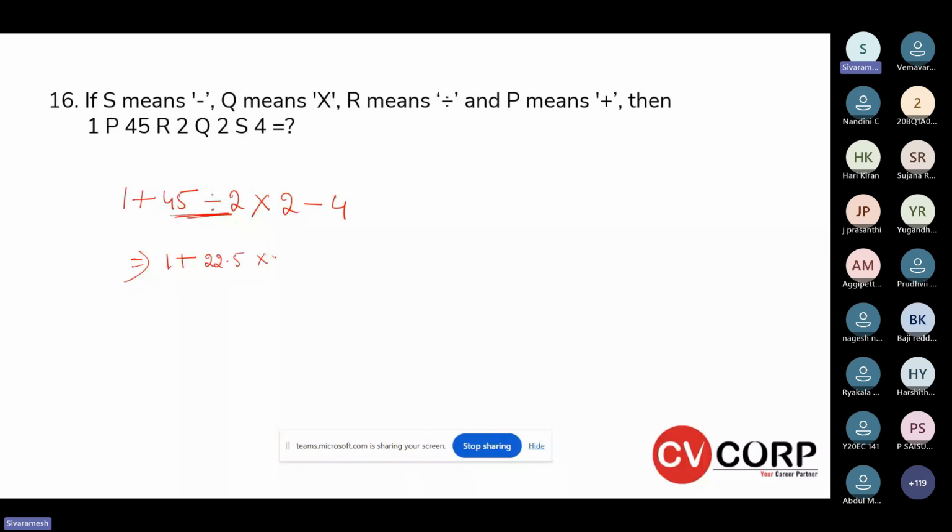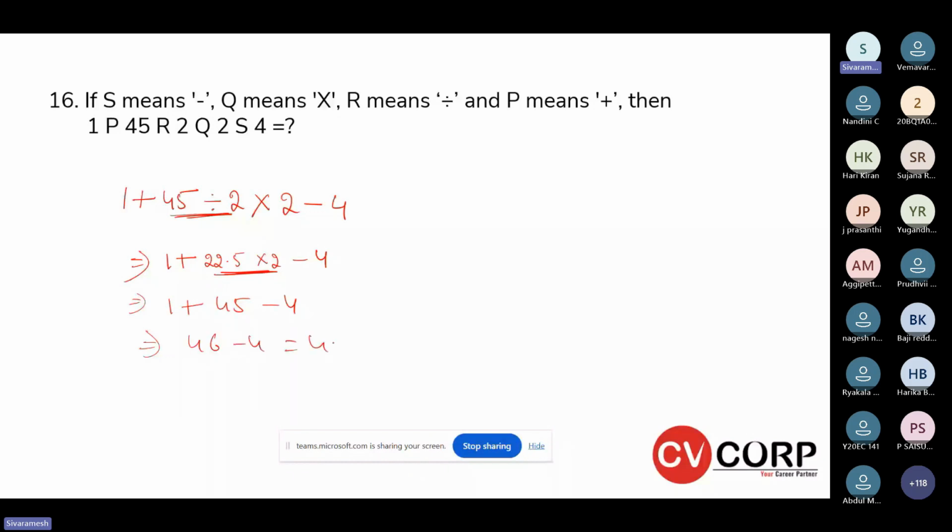So one operation is already performed. Now after division, which one gets the preference: addition, subtraction, or multiplication? Obviously it should be multiplication. So 1 plus 22.5 into 2 will be 45 minus 4. Now you can do 45 plus 1 is 46, minus 4, which equals 42.